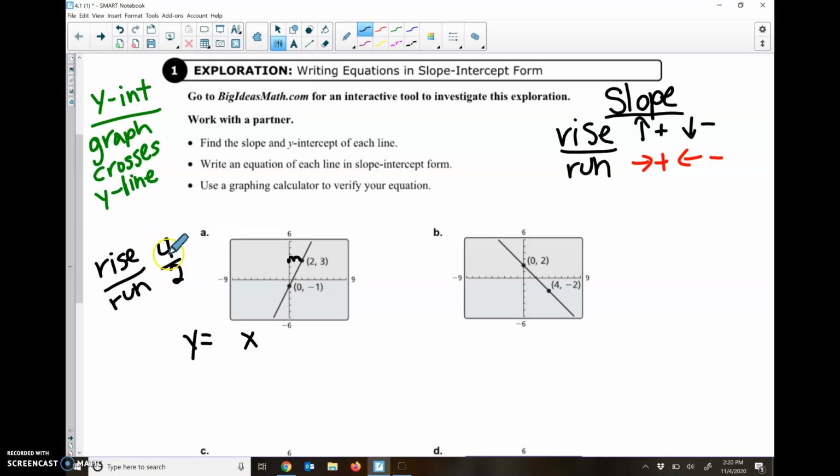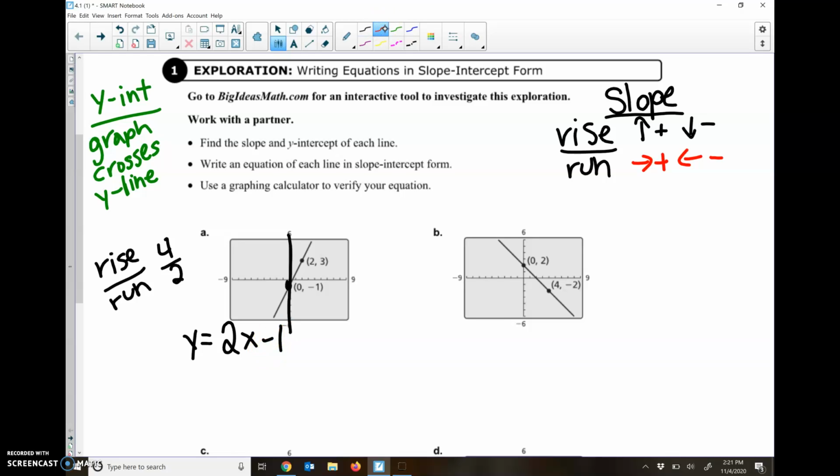We always want to simplify this. My rise is 4, my run is 2, so I'm going to simplify that as 2, or 2 over 1. And then my y-intercept. Where is this graph touching my y line? Here's my y line, and it's touching the graph at -1. So my final answer, written in slope-intercept form, is y equals 2x minus 1.